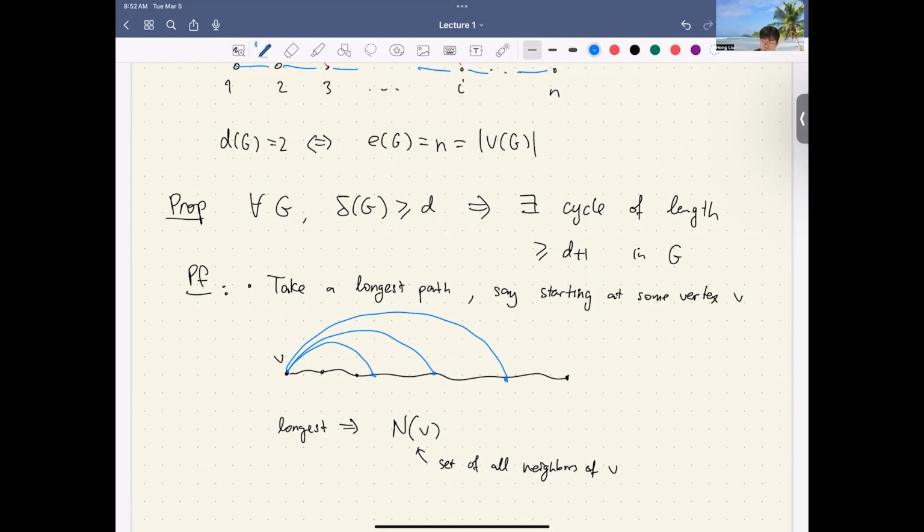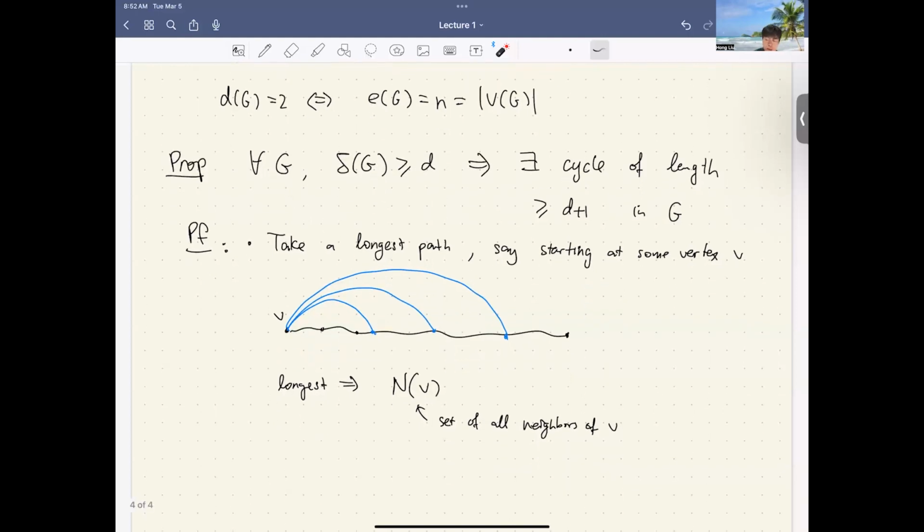Why? Suppose otherwise. If you have a neighbor of V that goes out of this path, then we could have extended this path to a longer one with length 1 more. That's a contradiction to our choice of this path. And now the result follows immediately, because we know the minimum degree is at least D. So this is the first neighbor, second neighbor, third, dot, dot, dot, to this neighbor. You have at least D neighbors, all of which lie on this path.